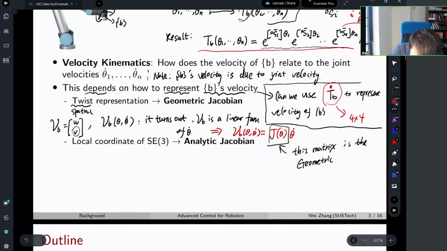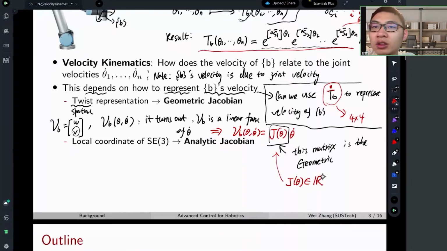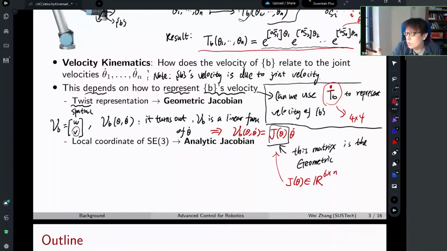Based on my definition here, although I didn't derive it yet, what's the dimension of this J of theta? The dimension of this is 6 by n. Yes, right? It has n columns, 6 rows. That's the dimension because it maps this to a twist. Twist is 6 dimensional, right?